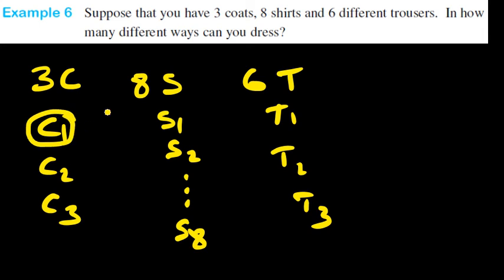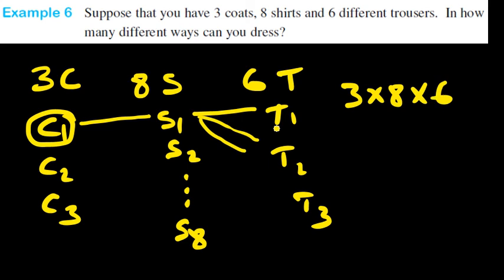If you wear C1 first, it can go with S1, and S1 goes with T1, or S1 with T2, and so on. So for C1 and S1 only, we have 6 chances. So generally we cannot plot each and everything. What to do? 3 multiplied by 8 times 6, because they are going together. So when you multiply, it will be 144. So you can wear 144 different ways.